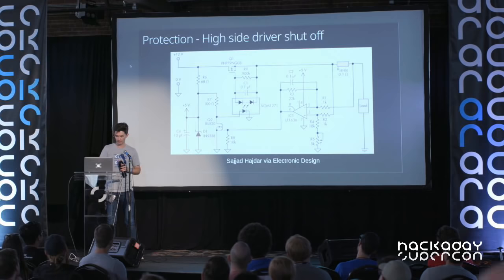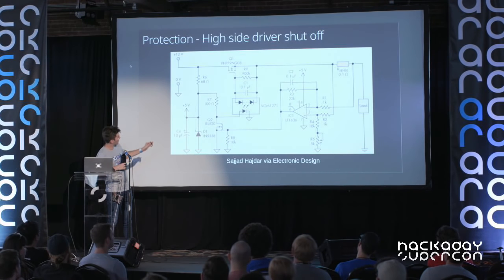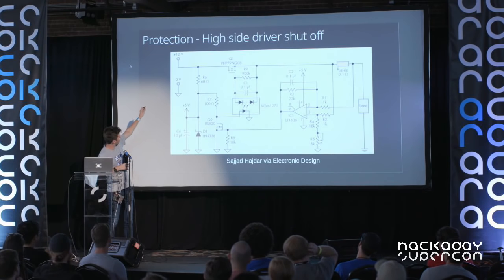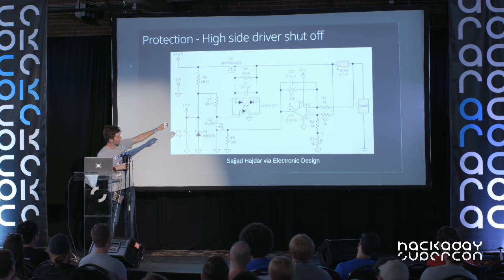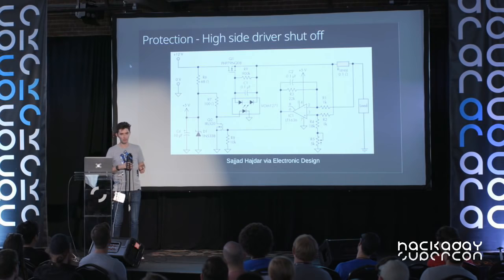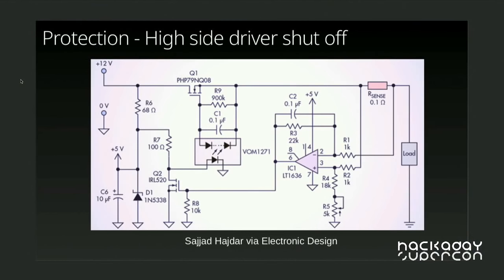So that's Q1. And so what we first do is when we hook this thing up, right? The first thing that's going to happen is through 12 volts, it's going to go through R6, R7, and then turn on VOM1271, a very unfortunately named part. And what that is actually a gate driver. It's an optocoupler, but there's enough diodes and enough light going through there to actually turn on the gate of Q1, right? So it's an optically isolated version to turn on Q1 there. It doesn't need to be referenced to anything, which is cool.